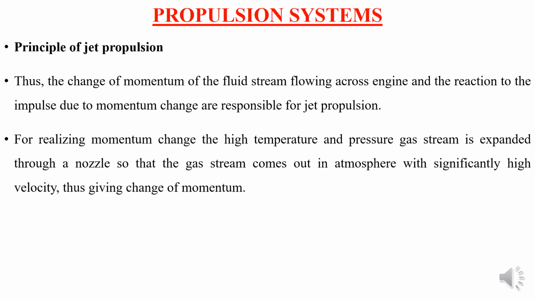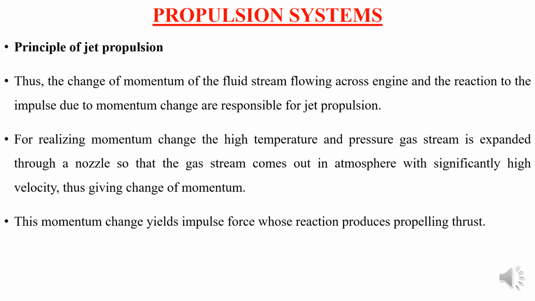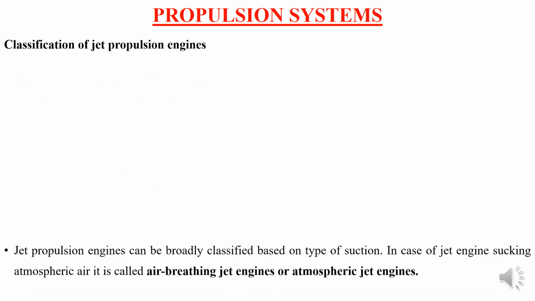The nozzle will convert the high pressure fluid into high velocity, which comes out to the atmosphere, and it will produce the equal and opposite thrust, or give the change of momentum. So this is the principle behind your jet propulsion system. Now we will go for the classification of this jet propulsion system. I think you understood the principle behind this propulsion system. If you have any doubt, you can contact me. Next, we will go for the classification.